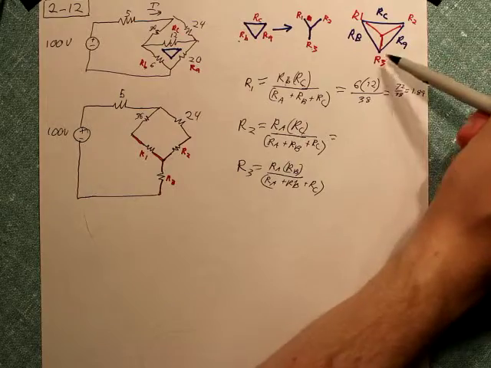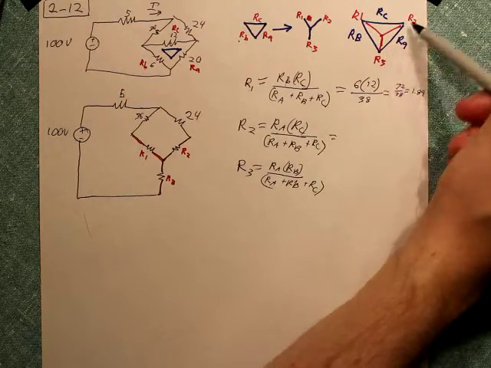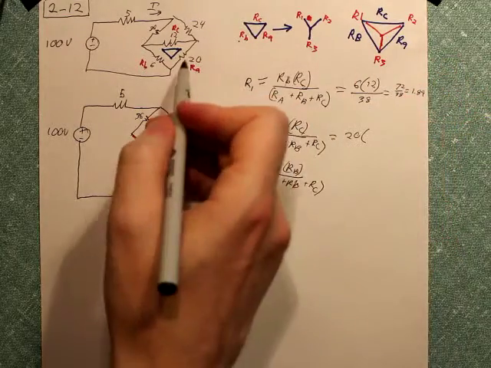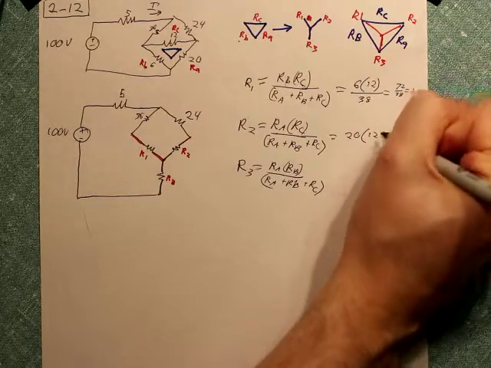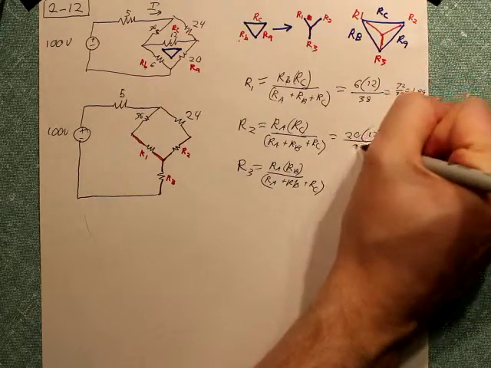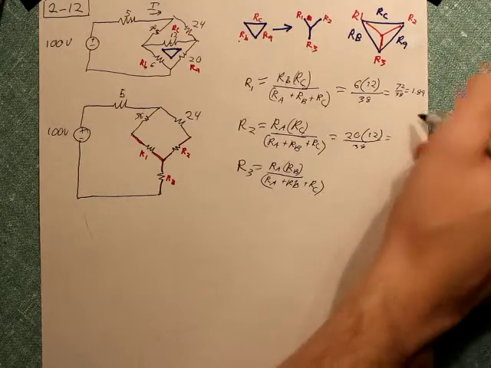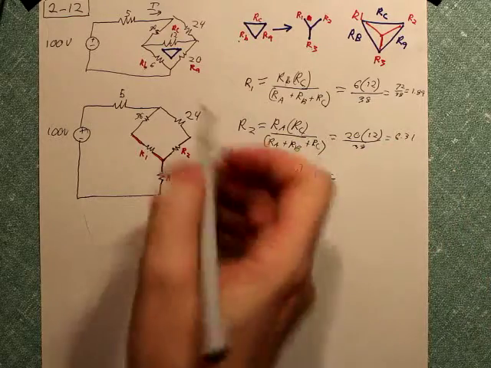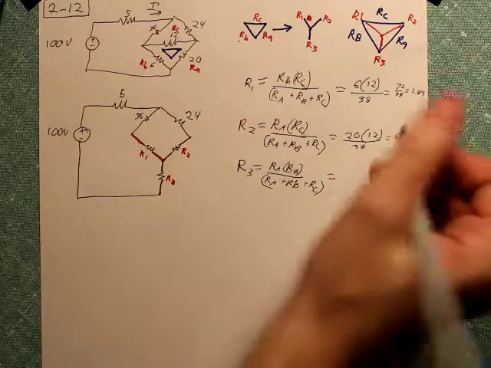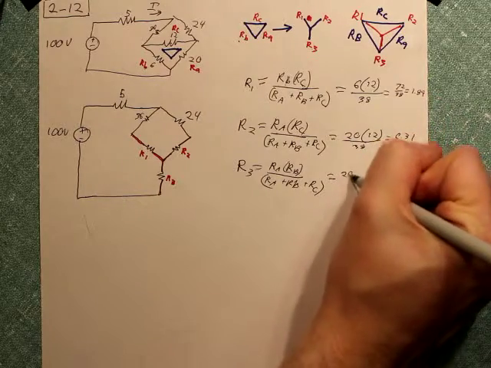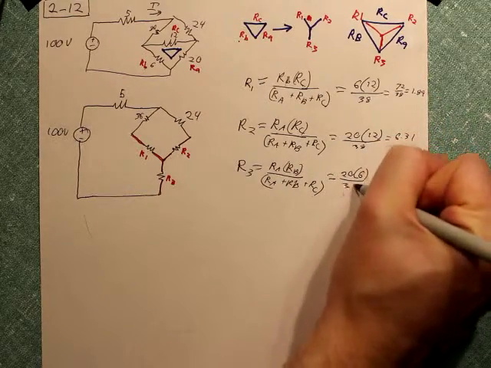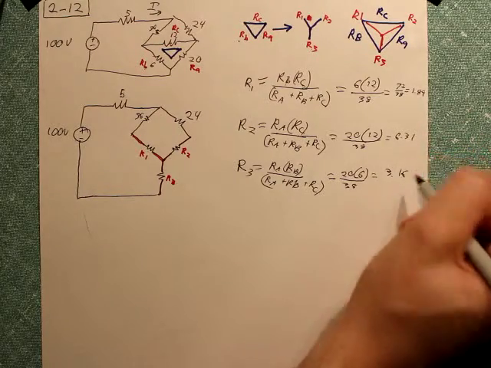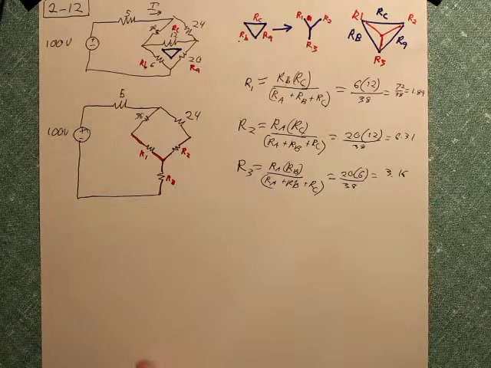Okay? So now we're going to do the second one here, RA, RC. So RA is this one, so that's going to be our 20 times our RC, which is this one, which we picked as 12, over the same thing underneath there, 38. And we're going to bring that out to 6.31. And then we've got RA times RB, so RA is 20, RB is 6. So we got 20 times 6 over, same thing, 38, equals 3.16. Cool.